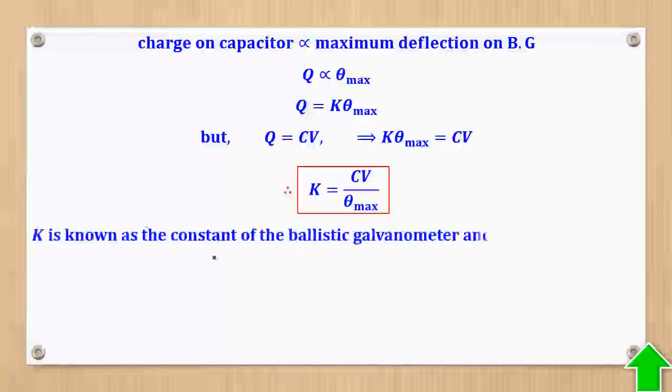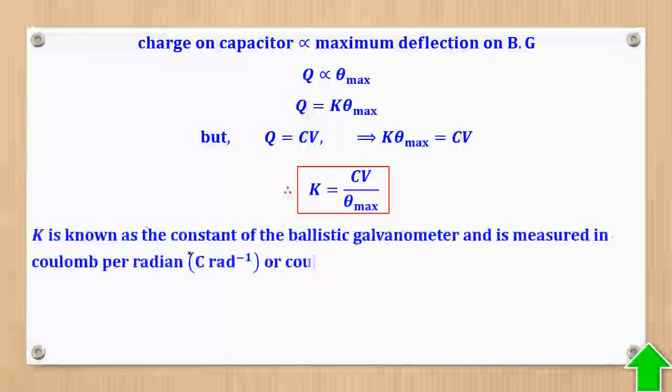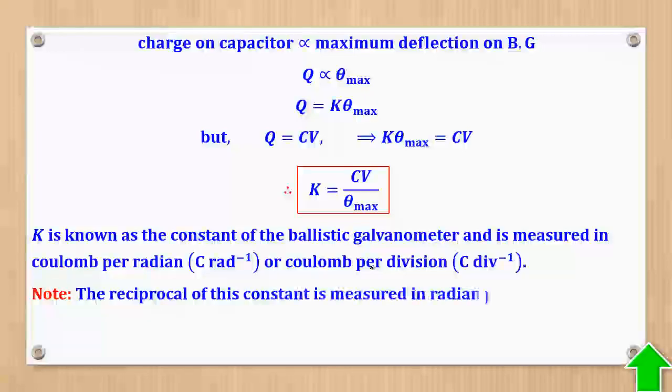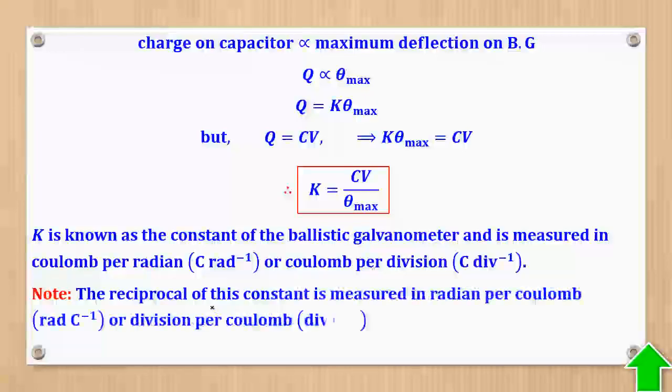K is known as the constant of the ballistic galvanometer, and it's measured in coulomb per radian or coulomb per division. Sometimes they can give you the reciprocal. The reciprocal of this constant is radians per coulomb. So when you see the unit rad per coulomb, just know that they have given the reciprocal, which is 1 over K. So always be keen with the SI unit put on the constant of the galvanometer.